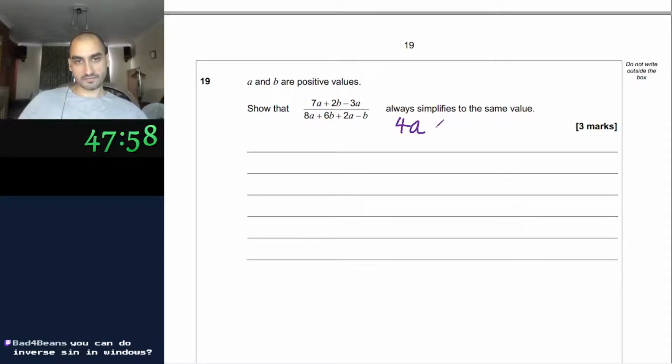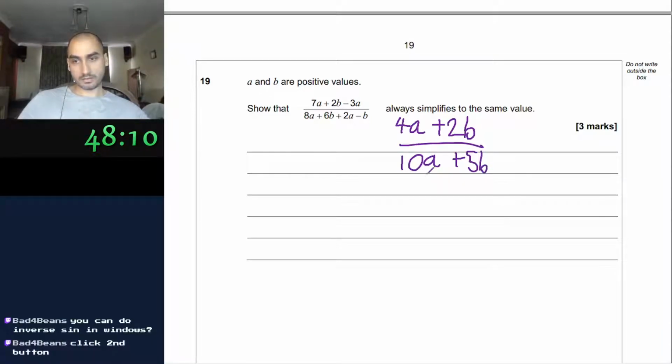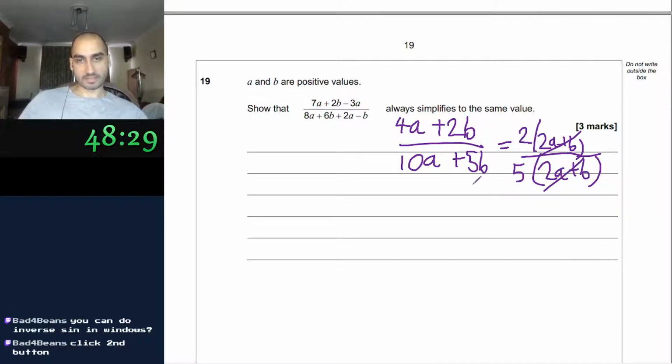So that simplifies to 4a plus 2b over 10a plus 5b equals 2 times 2a plus b over 5 times 2a plus b. And we can cancel those out because 2a plus b can never be 0. Equals 2 out of 5.